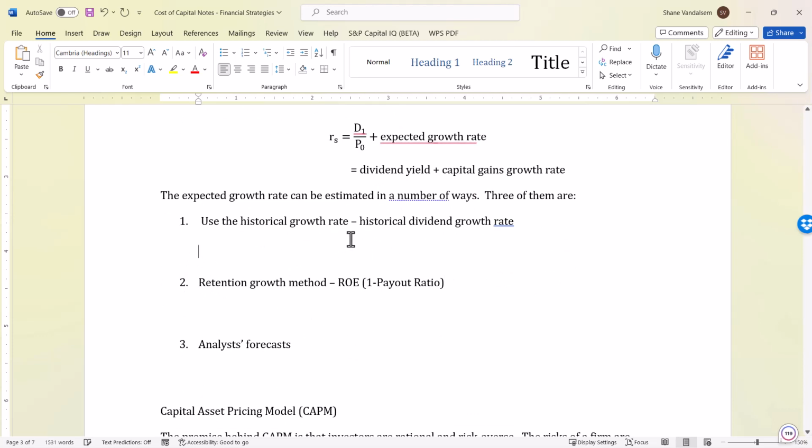So for the historic dividend growth rate, we'll do an example of this with Caterpillar, but typically what we would use is the past 5 years of annual dividend growth. And I'll show you how to calculate that. The next one is the ROE multiplied by 1 minus the payout ratio. So the payout ratio is equal to the dividends per share divided by the earnings per share.